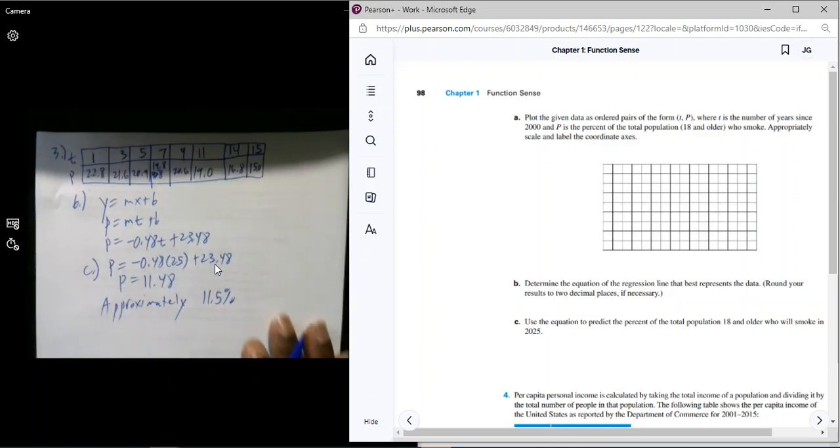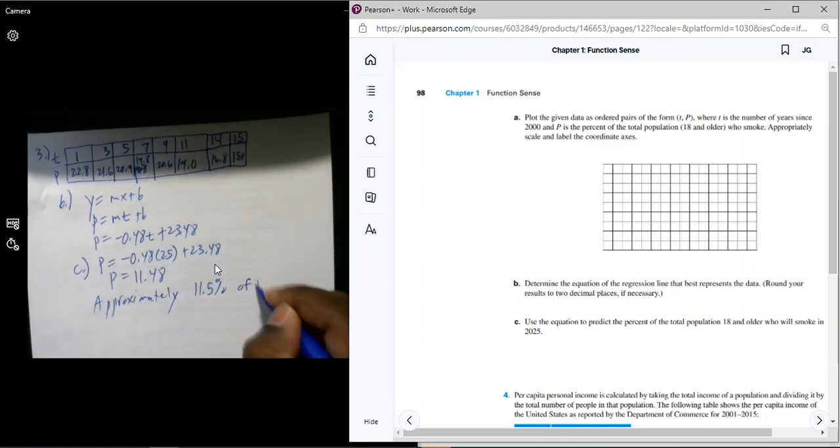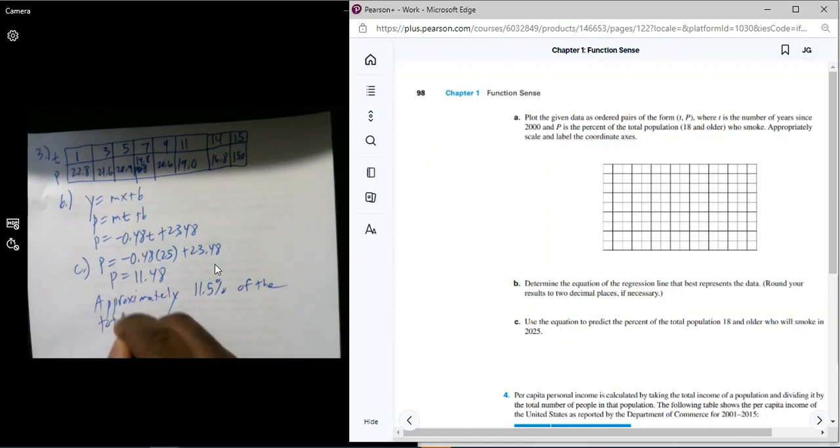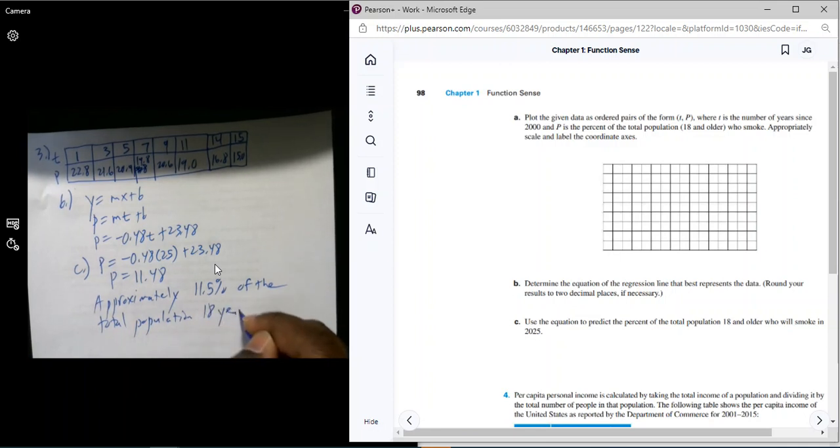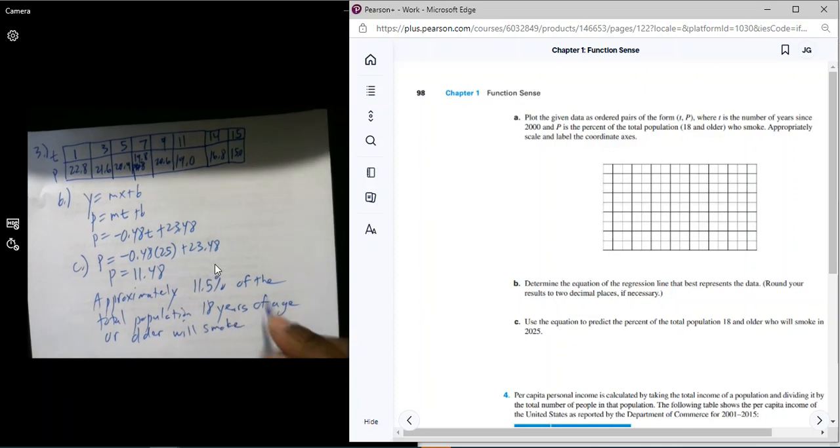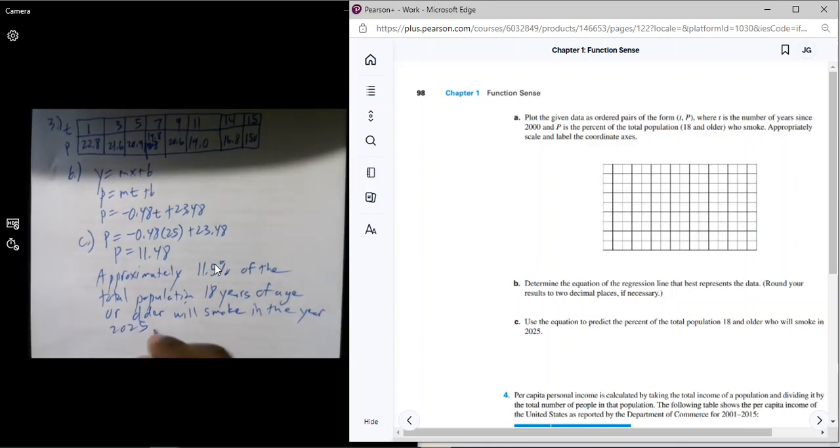So basically it's saying here that approximately 11.5% of the total population (18 years of age or older) will smoke in the year 2025.